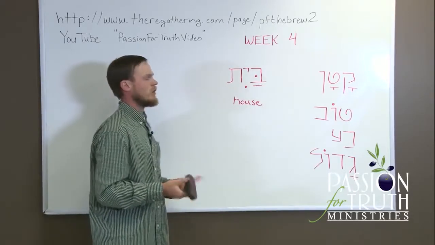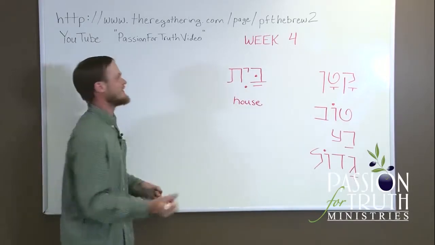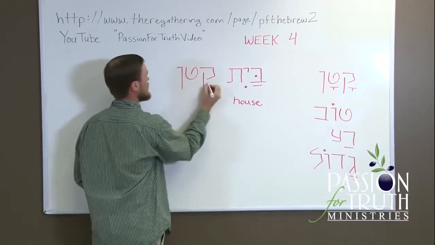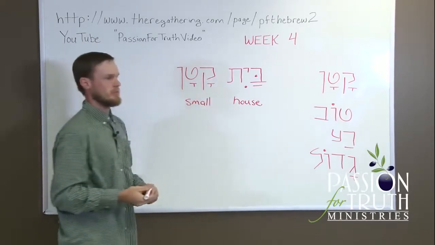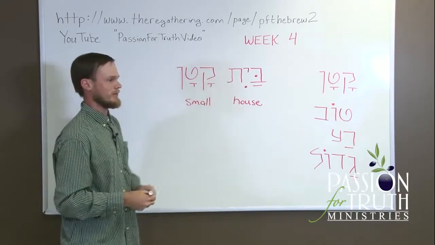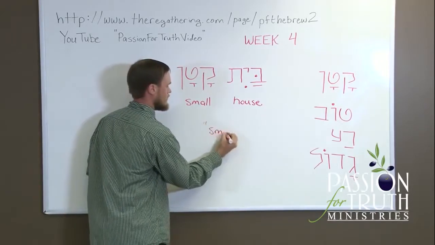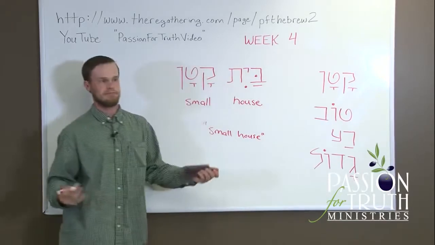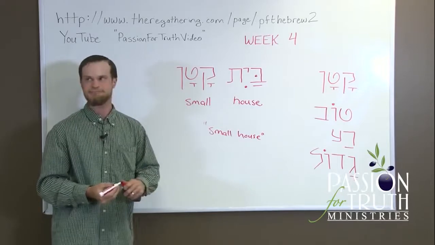How do we say a small house, like the apartment that I used to live in? Bayit Katan, yes. Bayit Katan is a small house. And again, just beating this dead horse, the adjective comes after the noun it modifies. So you do in fact say Bayit Katan to mean small house. And a big house would be Bayit Gadol, big house.